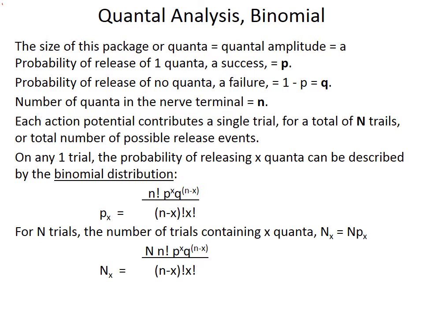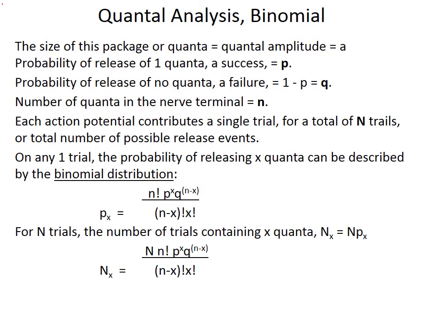The number of quanta at the nerve terminal was unknown, some little number n, and every time they stimulated the neuromuscular junction, that constituted a single trial, and you could control that experimentally for a total of capital N trials to produce a total number of releasable events.